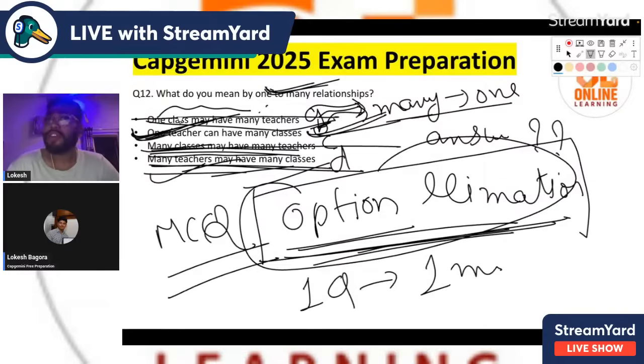If you want to read more about one to many, many to many, and many to one relationships, you can read from Geeks for Geeks. I guess you have all learned this in your DBMS subject, database management system. So you can revise more from Geeks for Geeks as well.